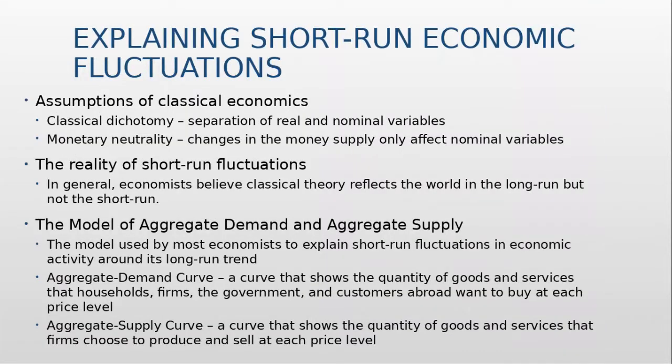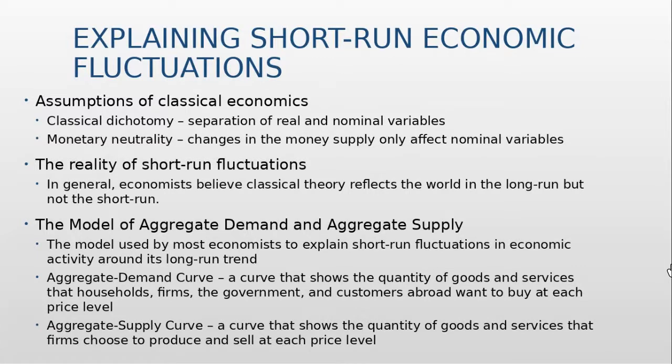So how can we explain these short-run economic fluctuations? Well, we can begin with the assumptions that classical economics made. First off, these assumptions are the classical dichotomy, which is the separation of real and nominal variables. So when we talked about real GDP, or the actual value of what a nation produces in a year, that is distinct from nominal variables, which were the real output of a country multiplied by the price level. And because of the classical dichotomy, we came to the conclusion that monetary neutrality exists, which was that changes in the money supply only affect nominal variables.